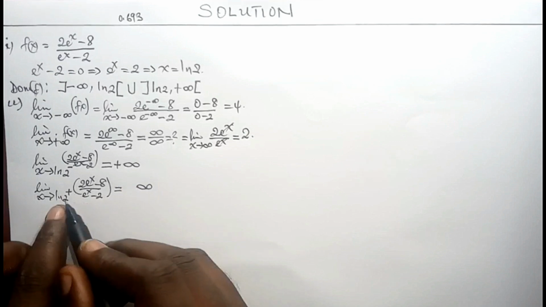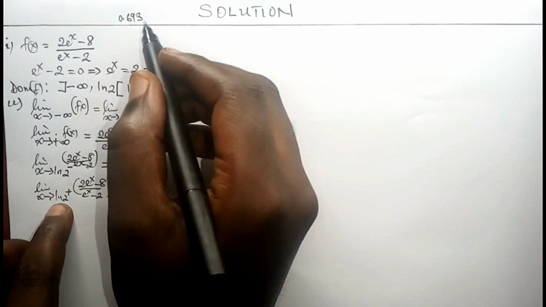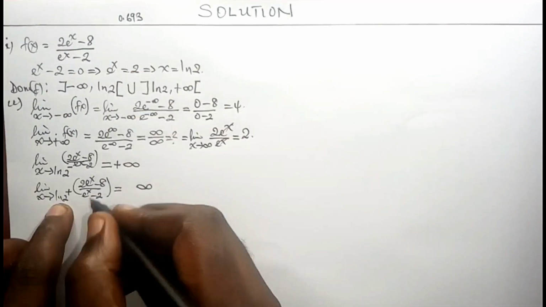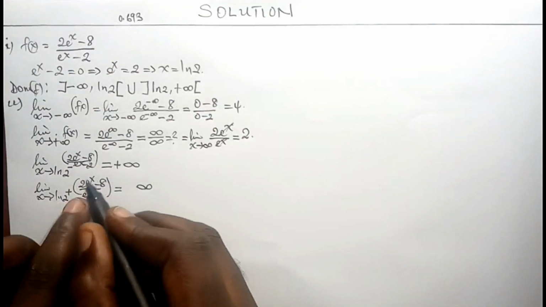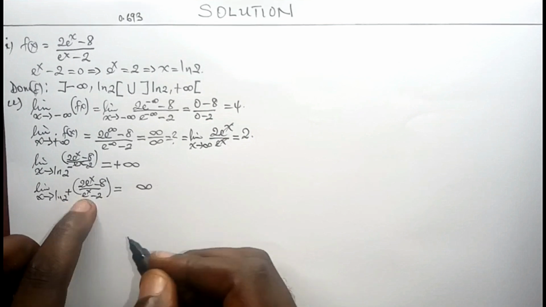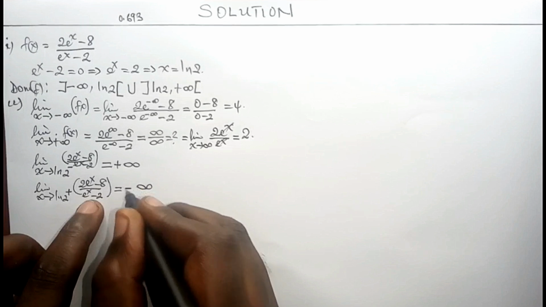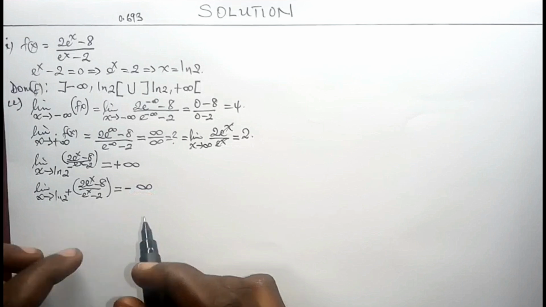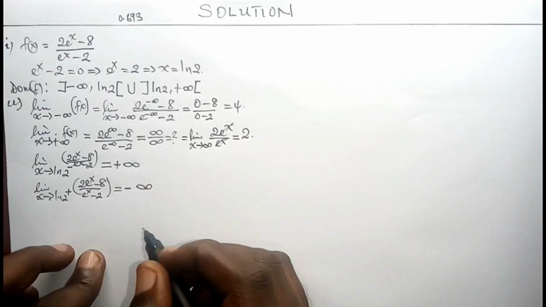Again, I go to ln 2, which is 0.693, and take a value slightly above it, since it's from above now, and substitute here. A value above it could be 0.7. So when I substitute 0.7 in this function, I will get a negative value, and so it means that this limit is negative infinity.